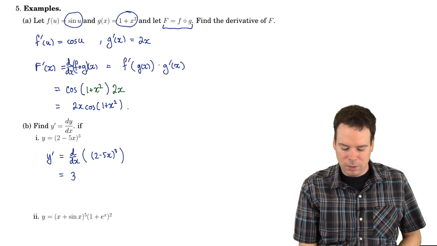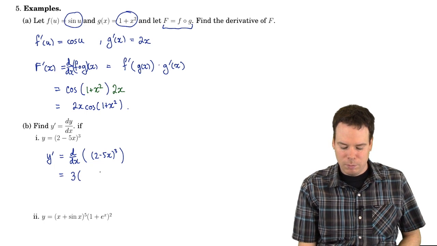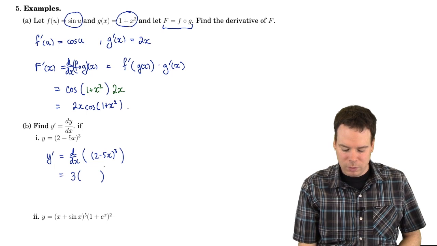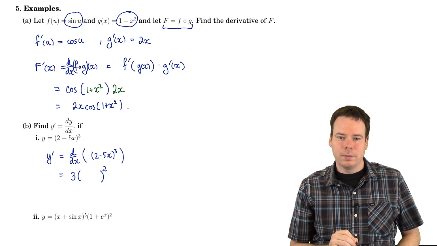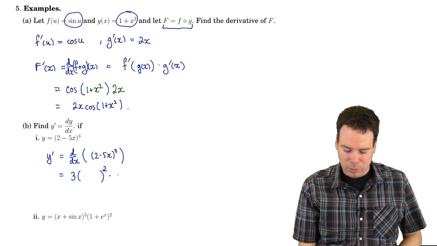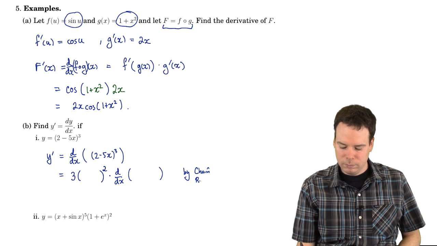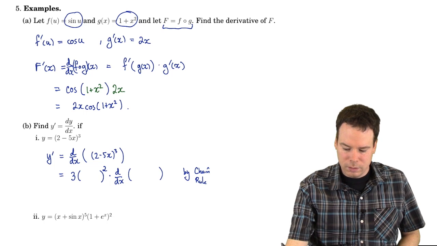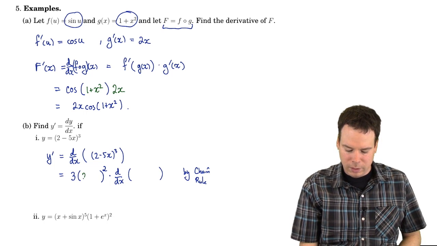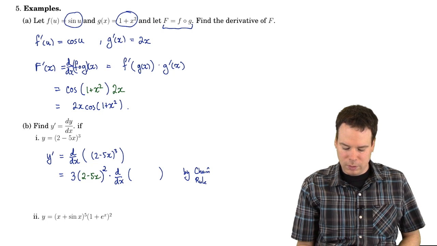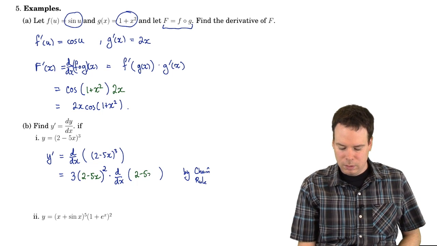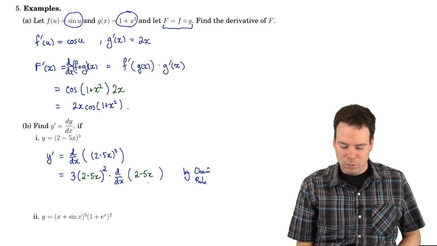The derivative of the cubing function would be 3 times whatever was inside squared. And then I need to multiply by the derivative of the inside function. This is the chain rule. So this was by the chain rule. Now what is our inside function in this case? Well, that, as I mentioned, was 2 minus 5x. So that's what the chain rule tells us.